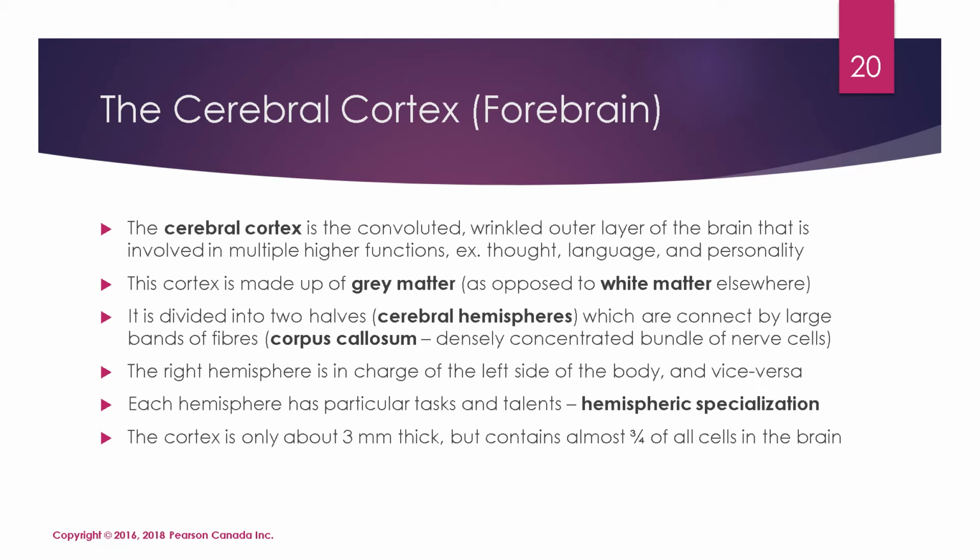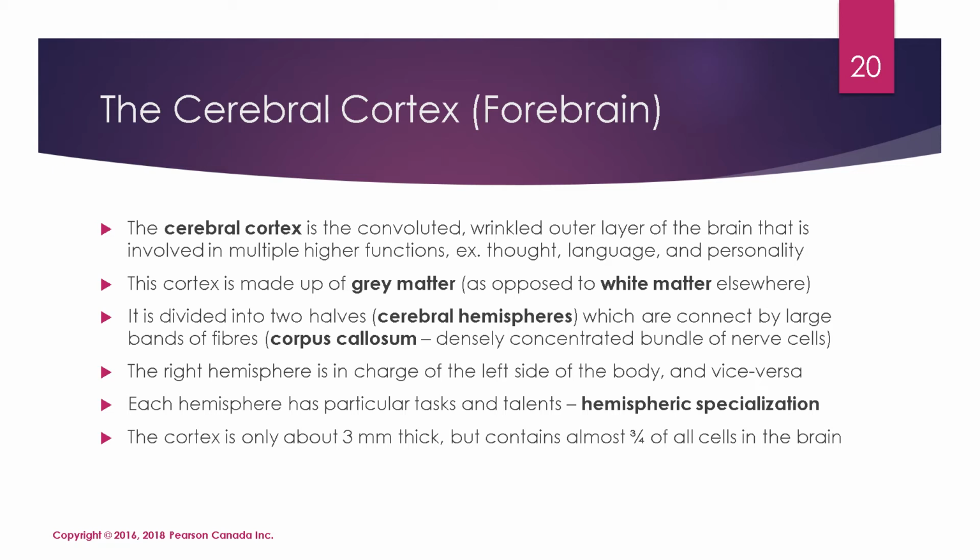And it's divided into 2 halves, which we call cerebral hemispheres, and they are connected by large bands of fibers, which I pointed out in that diagram, which is known as the corpus callosum. So it's a densely concentrated bundle of nerve cells that send signals back and forth from one half of the brain to the other. So the right hemisphere is actually in charge of the left side of the body and vice versa. So it's something that we call contralateralization. So if you move your left hand, that's actually being controlled by the right hemisphere of your brain.